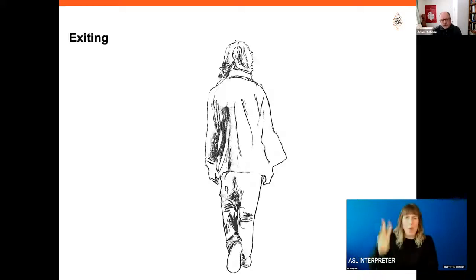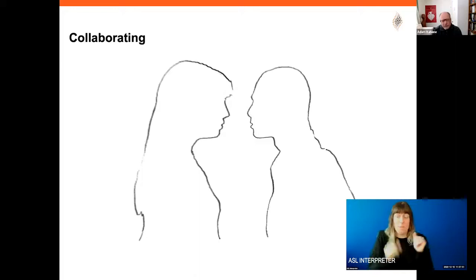The third option is I'm not happy with the way things are. I can't make them the way I want them to be. I can't live with it as it is, and so I quit. I either emigrate or quit my job or get a divorce or walk out of the institution, I guess would be the example Jonathan gave. So I'm exiting. And the fourth option is the option of collaborating.